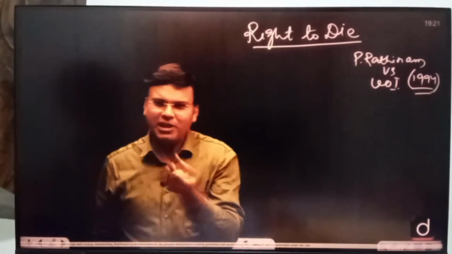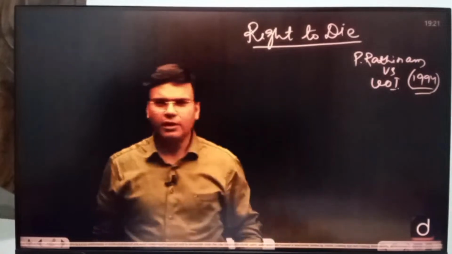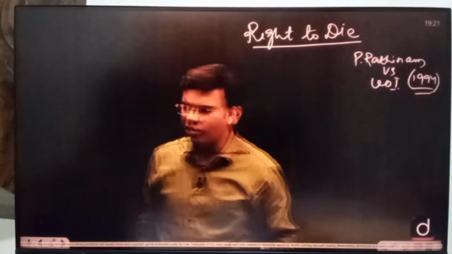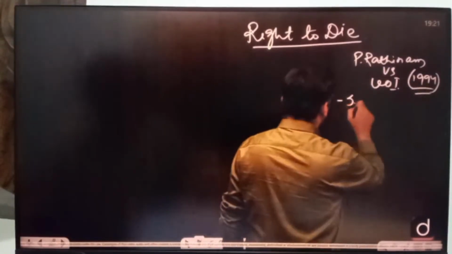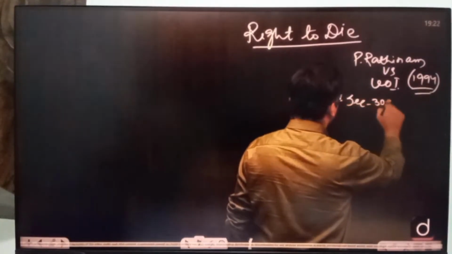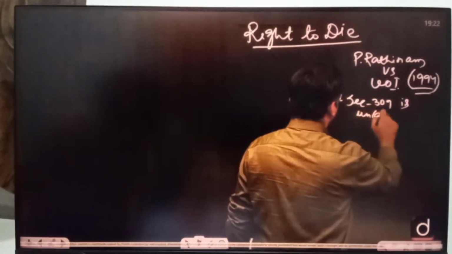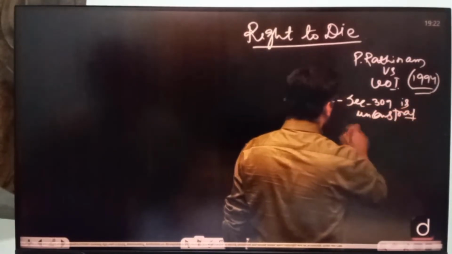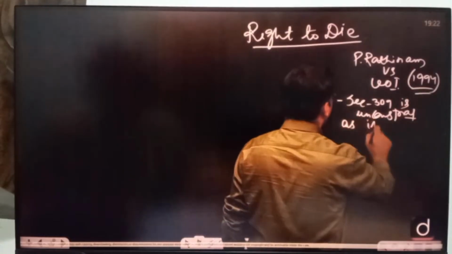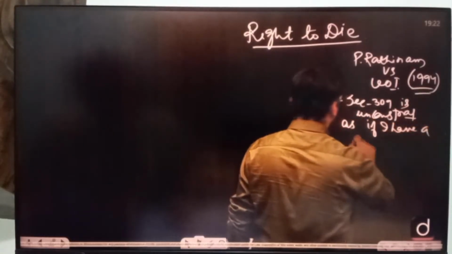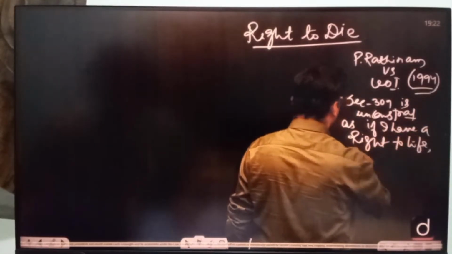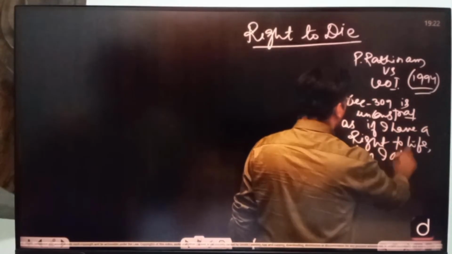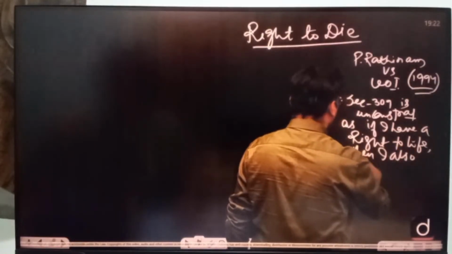एक्चुअली पिटिशनर ने यही आर्ग्यूमेंट किया, इफ आई हैव अ राइट टू लाइफ देन आई आल्सो हैव अ राइट टू डाई, एंड इफ आई हैव अ राइट टू डाई देन सेक्शन 309 इज इलीगल, है ना। तो क्या रेज किया गया इस पिटिशनर ने? उसने कहा कि सेक्शन 309 इज unconstitutional as if I have a right to life, then I also have a right to die.